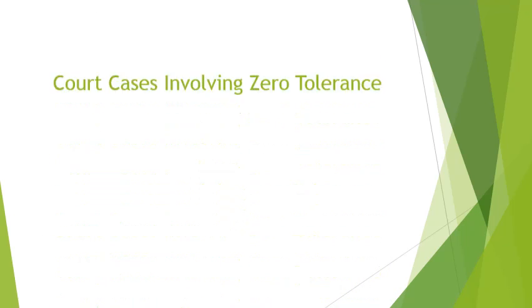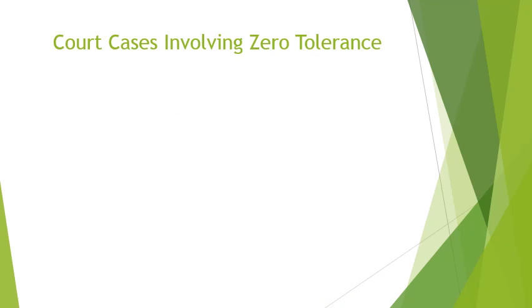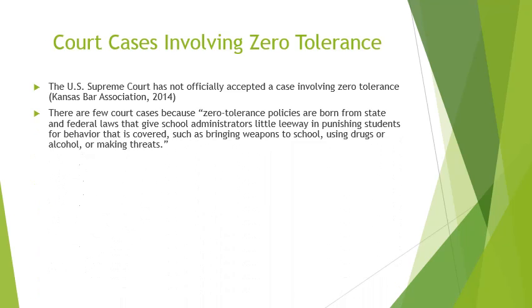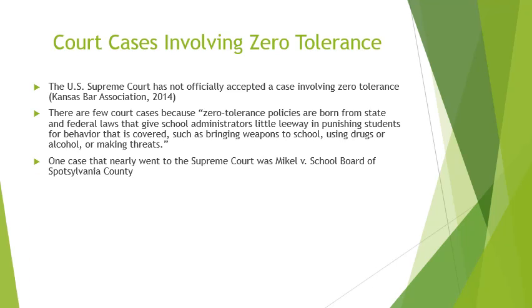There have been several court cases involved in the zero tolerance policies. Most, however, result in the favor of the schools. The U.S. Supreme Court has not officially accepted a case involving zero tolerance because of the way the law is formulated. According to the Kansas Bar Association, zero tolerance policies are born from state and federal laws that give school administrators little leeway in punishing students for behavior that is covered, such as bringing weapons to school, using drugs or alcohol, or making threats. In Spotsylvania County, a case did nearly make it to the Supreme Court.